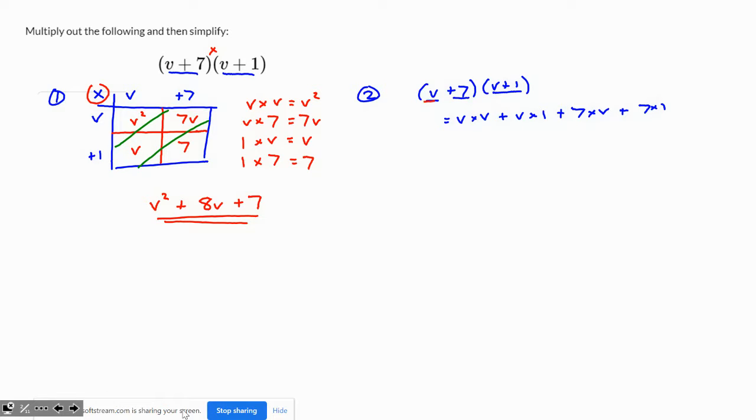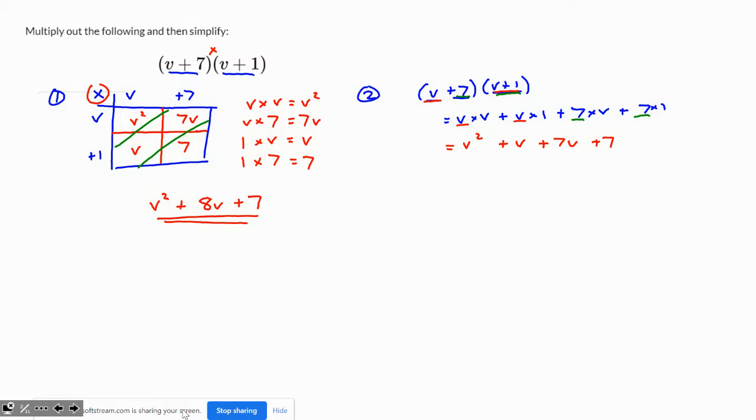So we started with our v, then multiplied it by both of our terms. So our v multiplied by both v and 1. And then we had our 7 multiplied by both of them. So 7 times v and 7 times 1, like that. And then we can simplify things a bit. V times v is v squared. V times 1 is v. 7 times v is 7v. 7 times 1 is 7.